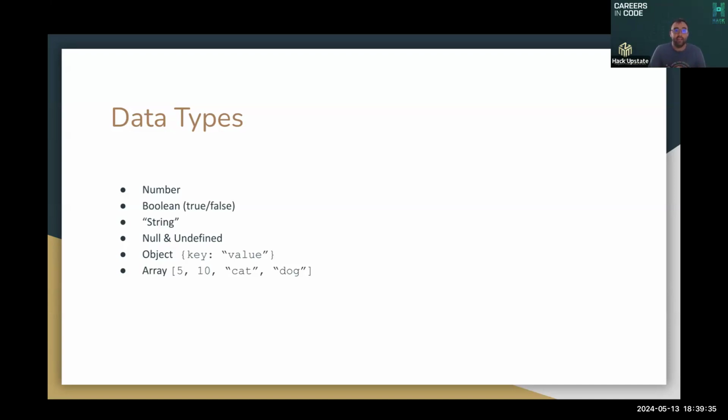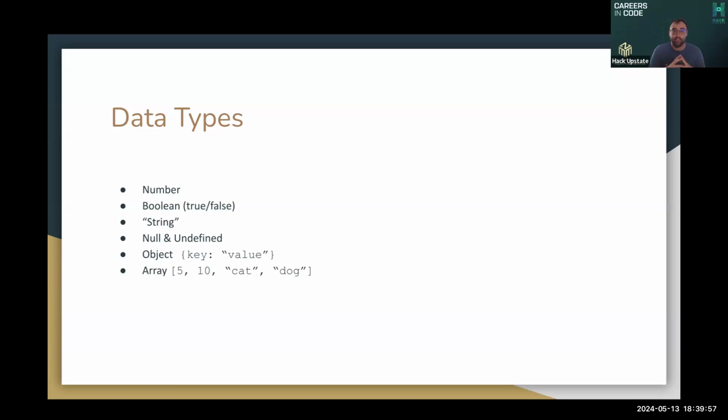Objects are probably the most used, more advanced data type in JavaScript. Obviously, numbers and strings are used all the time, but objects are key value pairs. So you want to think about that as manufacturer, Toyota, model, RAV4, right? They are a way of storing data.